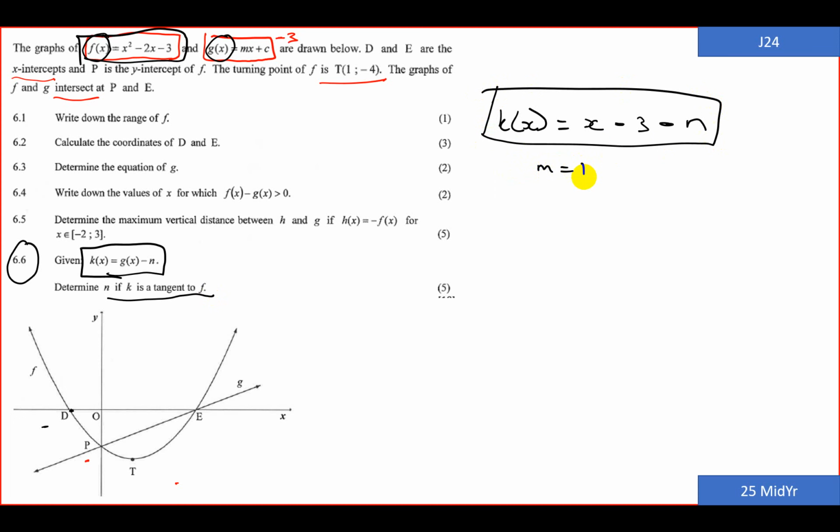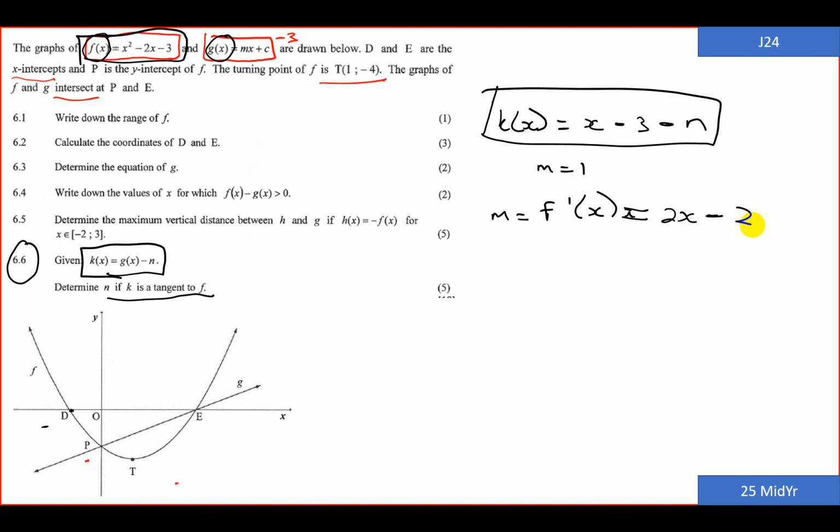But we know that if this graph is a tangent to the parabola, then if we find the derivative of the parabola, the derivative is a gradient at a point. So we know m is equal to f prime of x, right? And if we find the derivative, f prime of x, which is your gradient, which will be 2x minus 2.